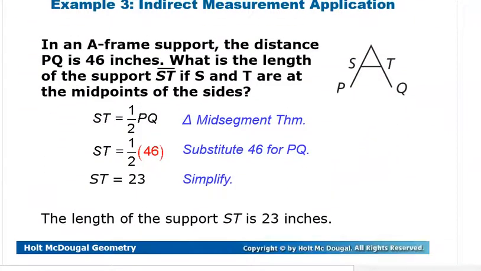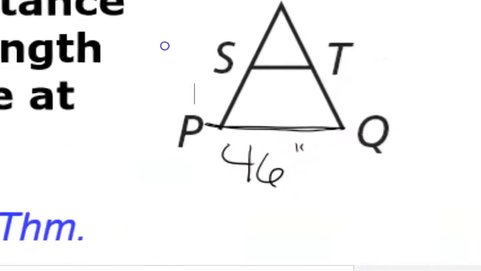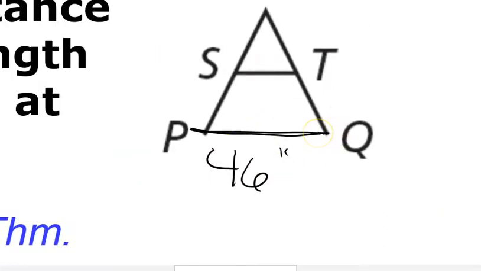Okay, in an A-frame support, the distance PQ, and if you're not sure what an A-frame is, the roofs of houses are usually built like this. They use A-frames to make that little peak of your roof. The distance of PQ, this, is 46 inches. What is the length of the support ST if S and T are the midpoints? So if these are the midpoints, then that would make this a midsegment, which means that in order to find ST, all I need to do is take PQ and divide it in half. So this would be 23 inches. Simple as that.